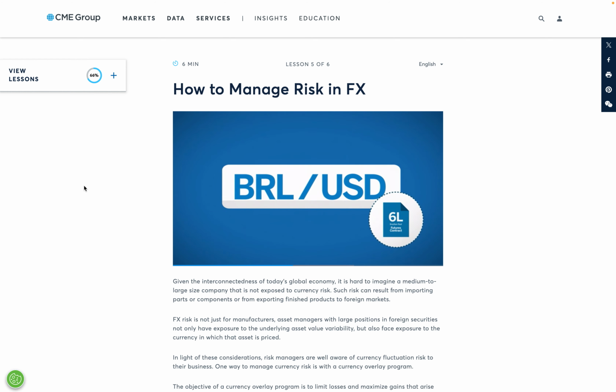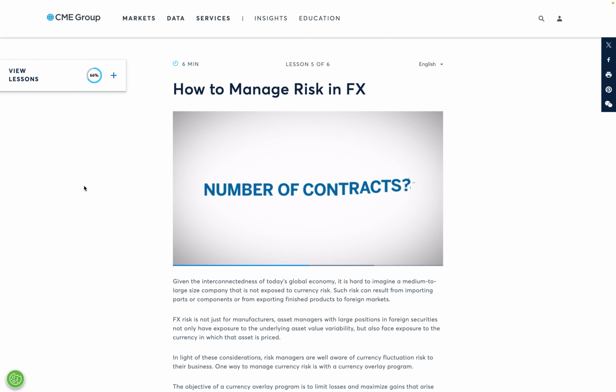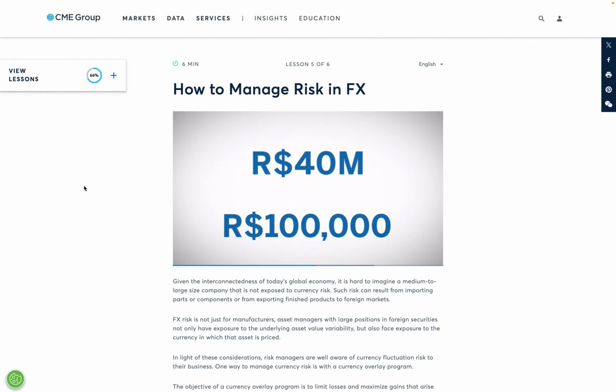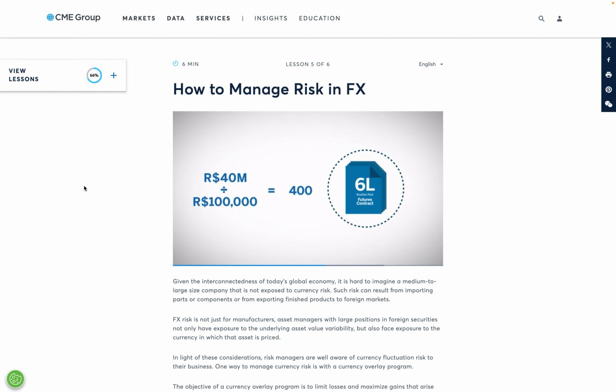Brazilian real futures are quoted and traded in American terms. When the term's currency weakens, in this case the US dollar, then the futures price increases. Therefore, to hedge a weaker dollar exposure, our manager would be a buyer of the BRL USD futures. How many contracts would he buy? His risk in Brazilian terms is 40 million reais, and the futures contract notional value is 100,000 reais. Divide the at-risk amount by the contract notional amount to arrive at a hedge ratio of 400 BRL USD contracts.